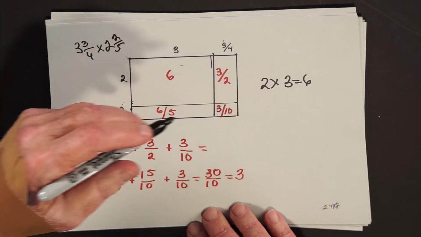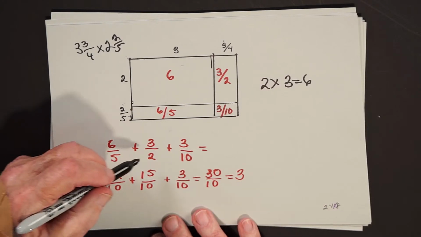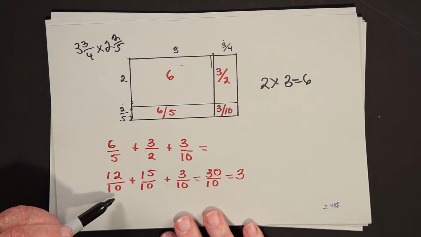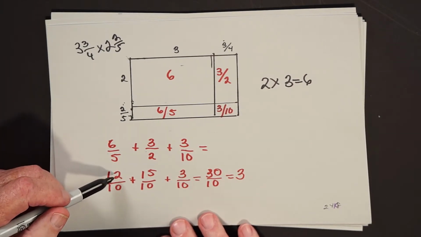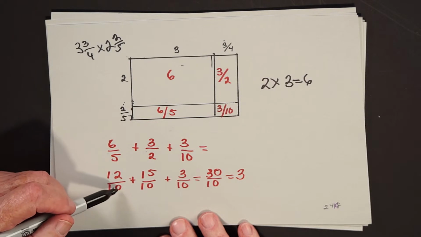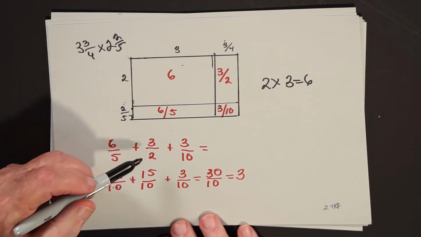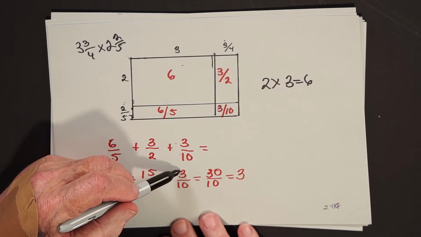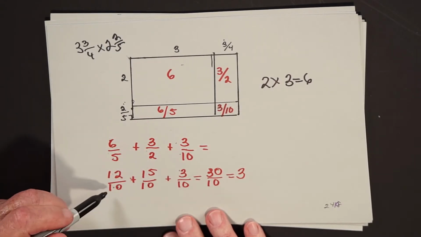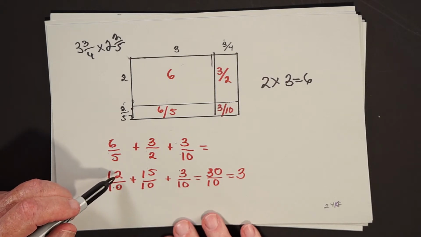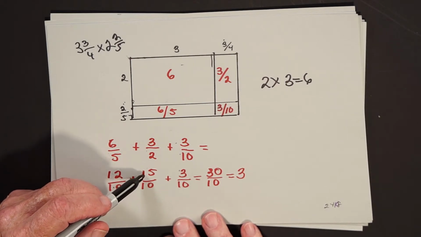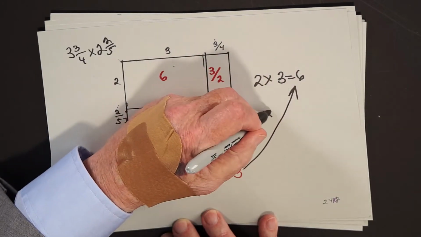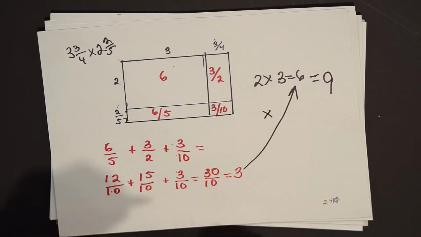So now if we start with the 6 and we add on this piece plus this piece plus this piece, notice that the common denominator here is 10. 6/5 is the same as 12 over 10. Remember, 5 goes into 10 twice. 2 times 6 is 12. 3/2 is the same as 15/10. 3/10 is the same as 3/10. Now we have a common denominator, so we just add the numerators. 12 plus 15 is 27, plus 3 is 30. 30 over 10 is 3. The 3 plus the 6 gives me 9.